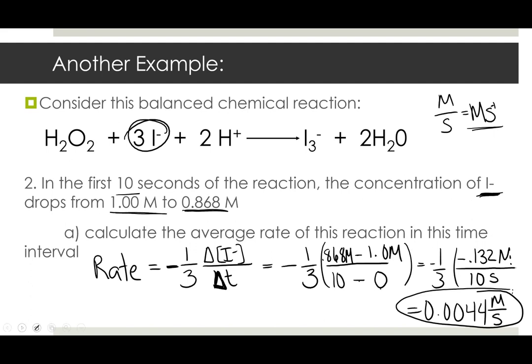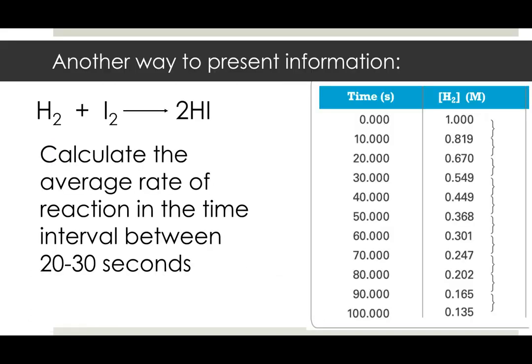Another way that we can introduce this kind of data is the following. So I can give you a table, and this is a little bit more indicative of what a lab might look like. So let's say we're measuring the concentration of something. So every 10 seconds, we stick in our measuring device and we get a measurement. 10 seconds goes by, we measure. 10 seconds goes by, we measure, so on and so forth. Okay. So we can look at that average rate at any one of these snapshots, right?